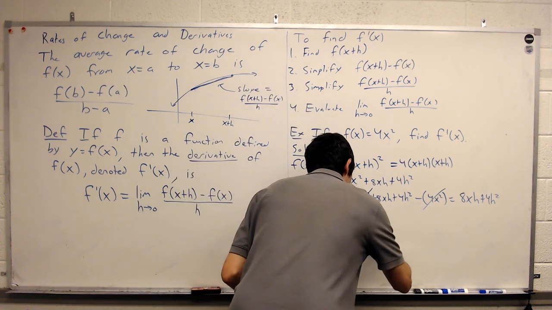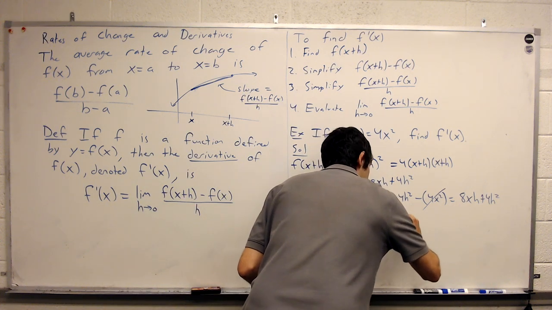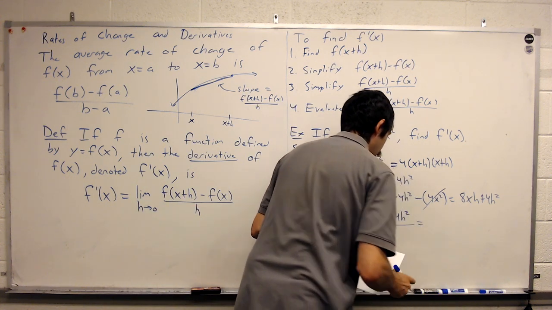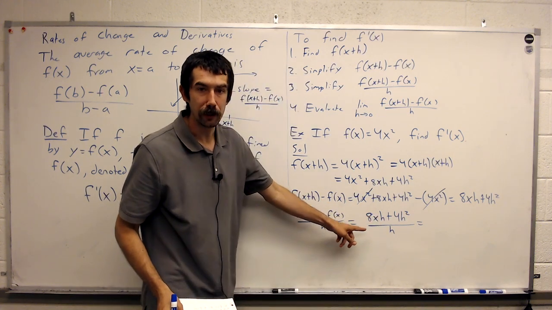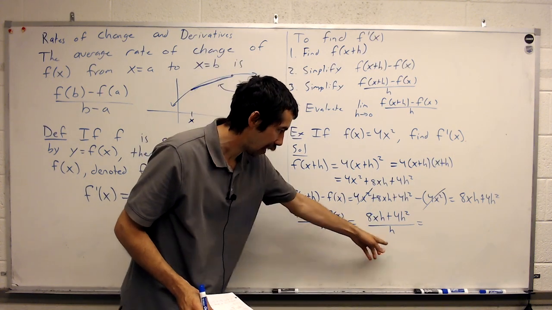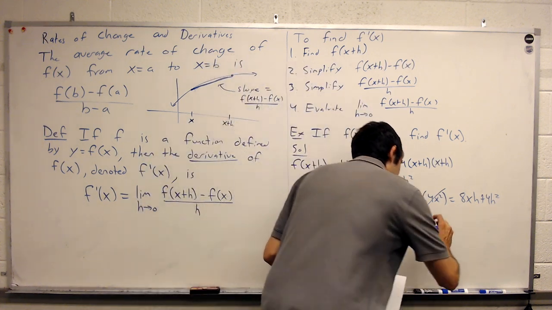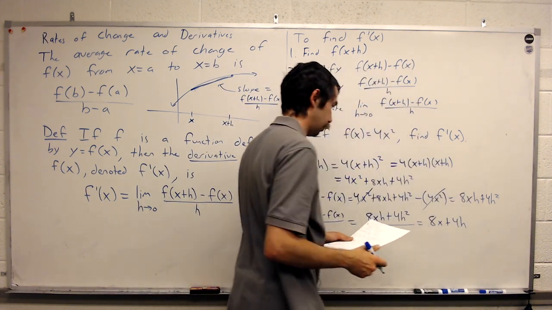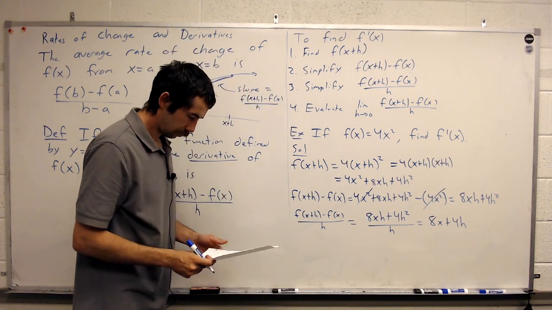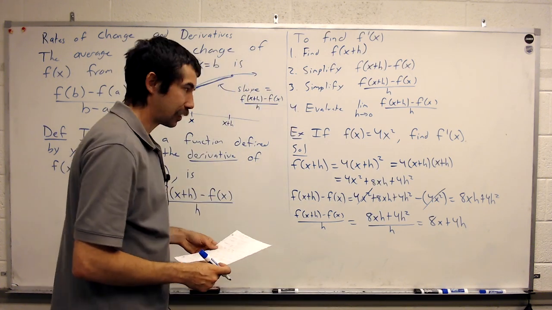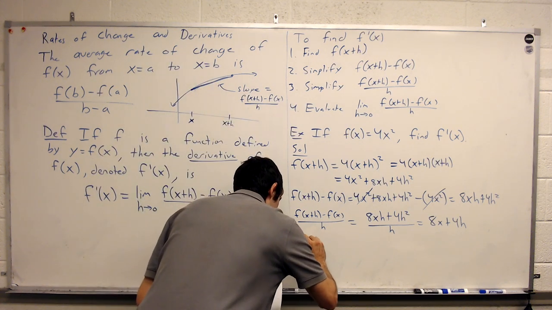Okay, so that's 8xh plus 4h squared over h. And notice every term in the numerator has an h that we could factor out. And when we do that, it cancels out with the denominator. We're left with 8x plus 4h. And then finally, we want to evaluate the limit as h goes to 0.